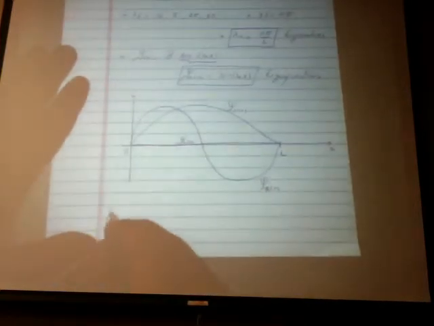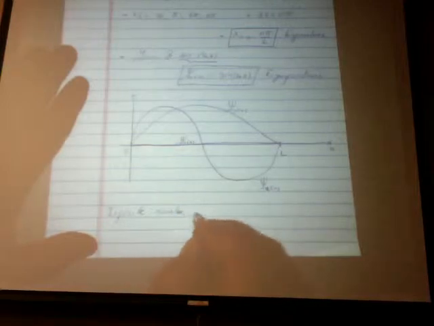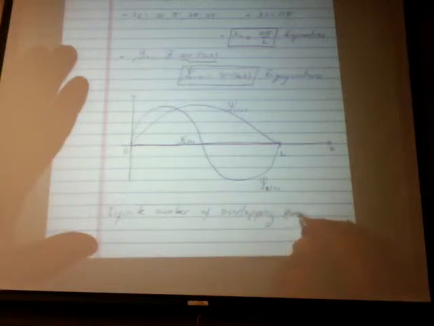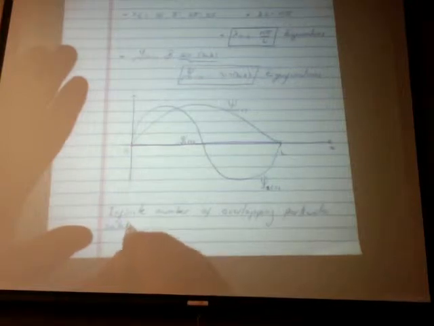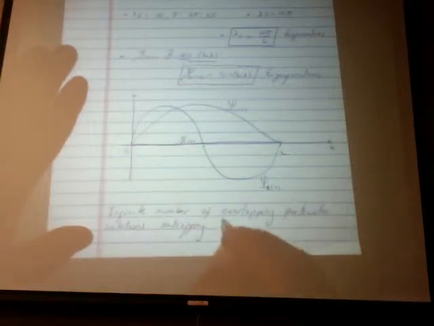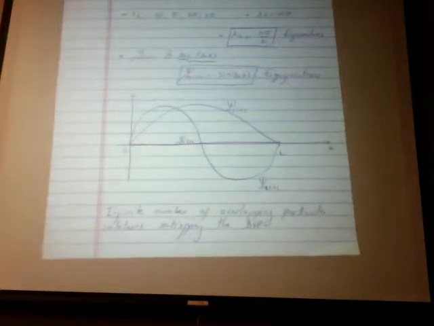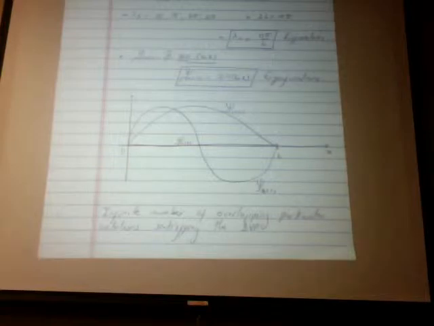So we have an infinite number of overlapping particular solutions satisfying the boundary value problem. All right, so that's an eigenvalue problem. That's it, nothing more than that.